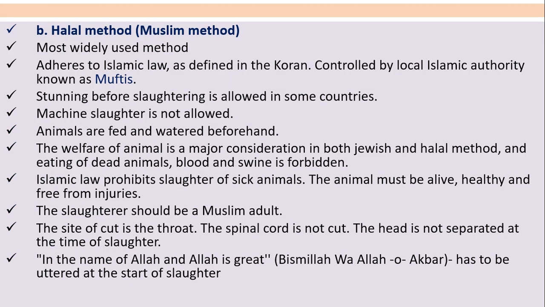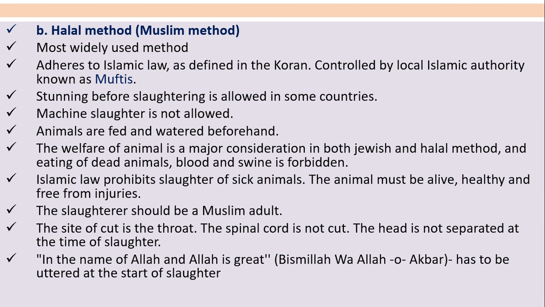Next one is the halal method, which is usually a traditional method of Muslims, the most widely used method. It adheres to Islamic law as defined in the Quran, controlled by local Islamic authorities known as muftis. Standing before slaughtering is allowed in some countries. Machine slaughter is not allowed. Animals are fed and watered beforehand.